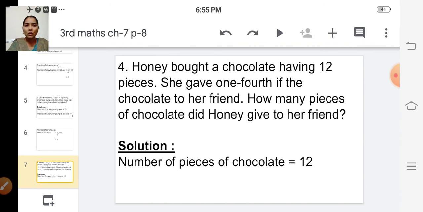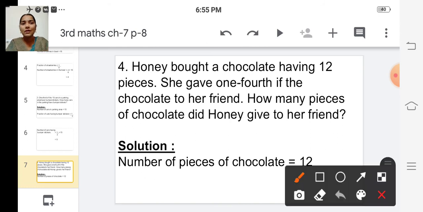Honey bought a chocolate having 12 pieces. Okay, so the total number of chocolate pieces is 12. Next sentence. She gave 1/4 of the chocolate to her friend. It's not 'if', it's 'of'. She gave 1/4 of the chocolate to her friend. How many pieces of chocolate did Honey give to her friend?